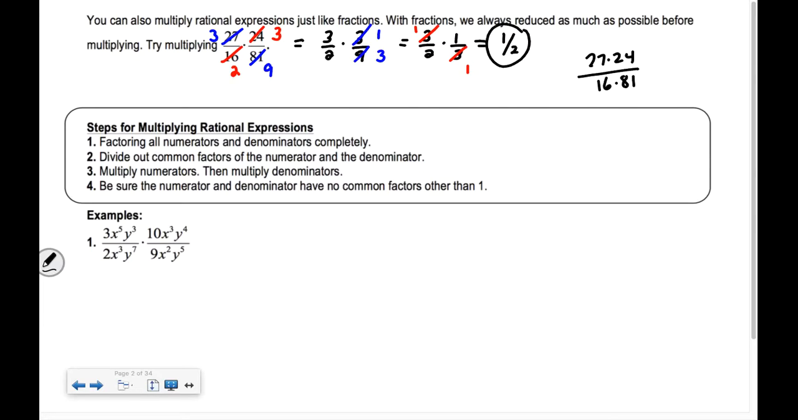Okay, so number 1. These are all monomials. They're all grouped together, right? We don't have any pluses or minuses. So we could simplify everything that's here, and we can simplify everything that's here. Or really, you could reduce anything that's on top with anything on bottom. But let's start with the red circle and then the blue circle.